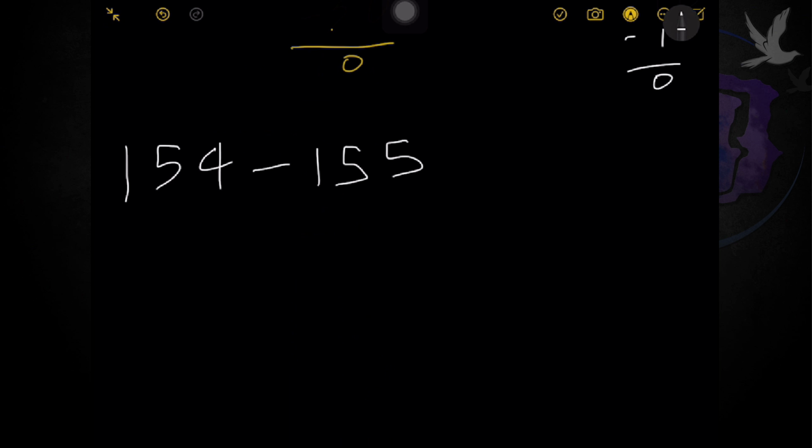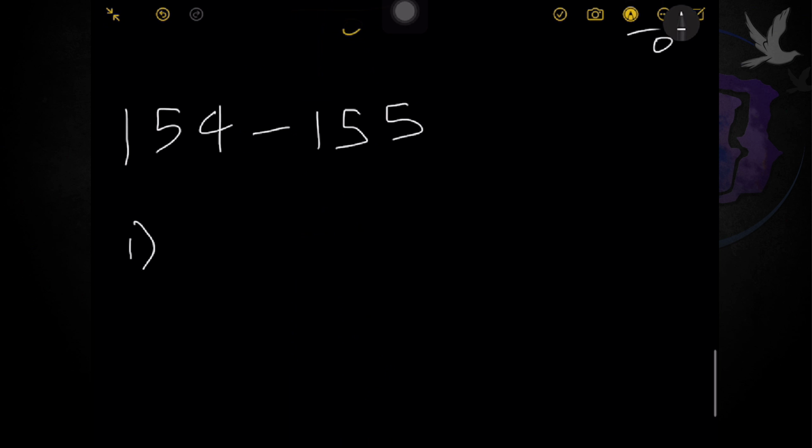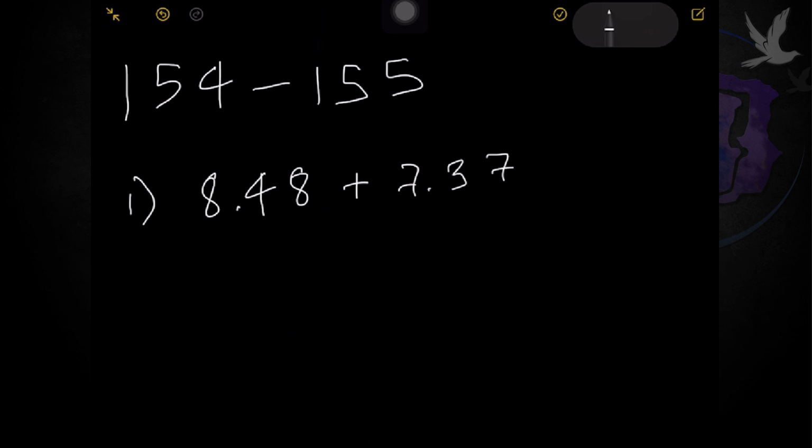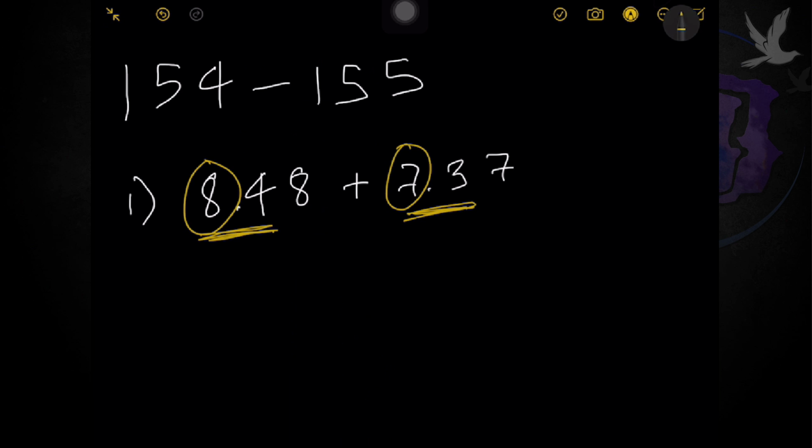So kunwari, I'll do number 1 for you. We have 8.48 plus 7.37. So i-round off nyo. When we round off to a whole number, all you need to do is just to take the whole number and the next place value. The whole number and the next place value. So, ang whole number natin dito is ang 8 at saka ang 7. It's either 8 is going to still become 8 or will go up to 9. We also have 7 here. 7 will either stay 7 or go up to the next value, which is 8.